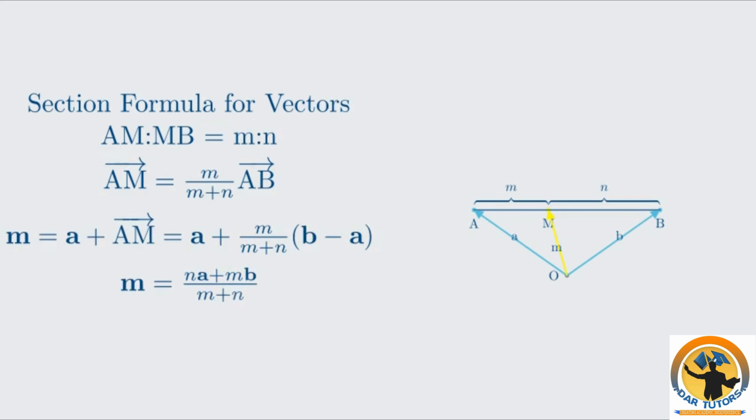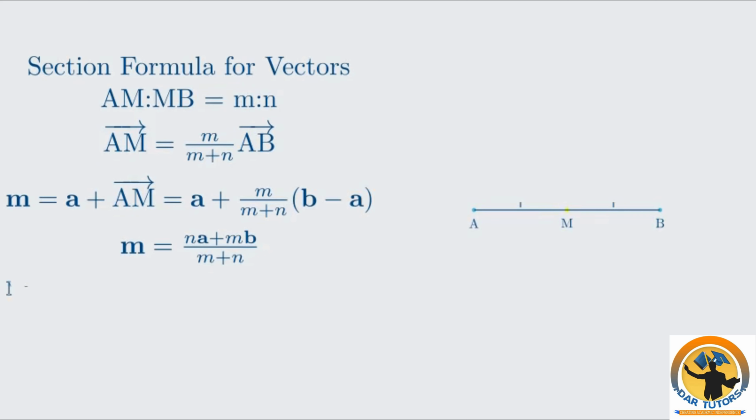A special case is when M is the midpoint of AB. In this case, the ratio is 1 to 1, so m and n are both 1. The midpoint formula becomes m equals (a plus b) over 2. This means the position vector of the midpoint is the average of the position vectors of the endpoints. Let's apply the midpoint formula to an example.